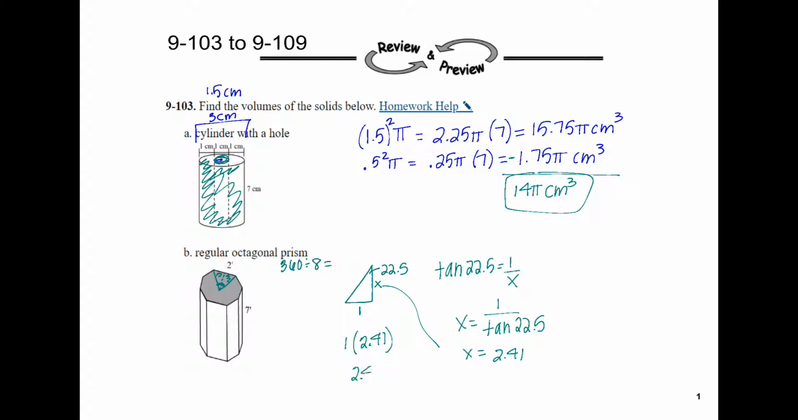So I get 2.41. I have 8 of those triangles, so I multiply 2.41 by 8 to give me the area of my base of 19.28. I then need to multiply that by the height of my prism. So I get 134.96 inches cubed.